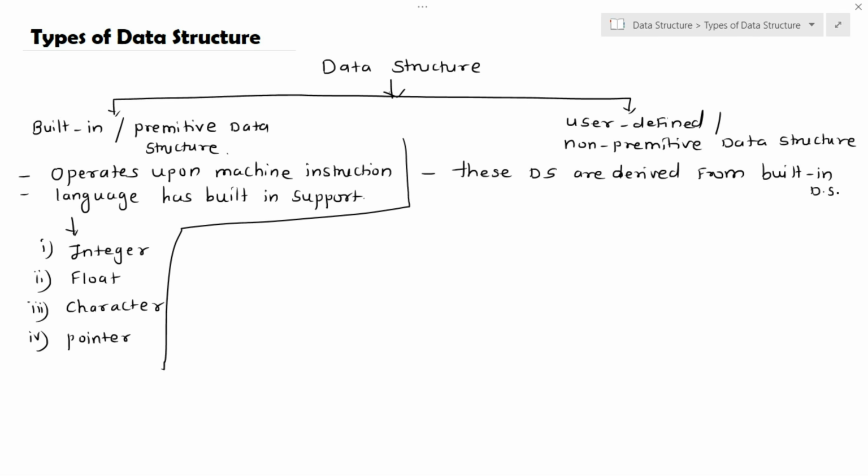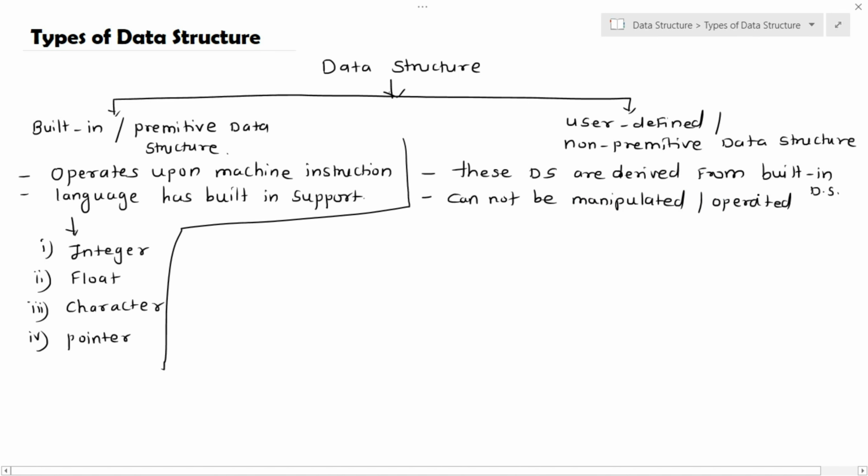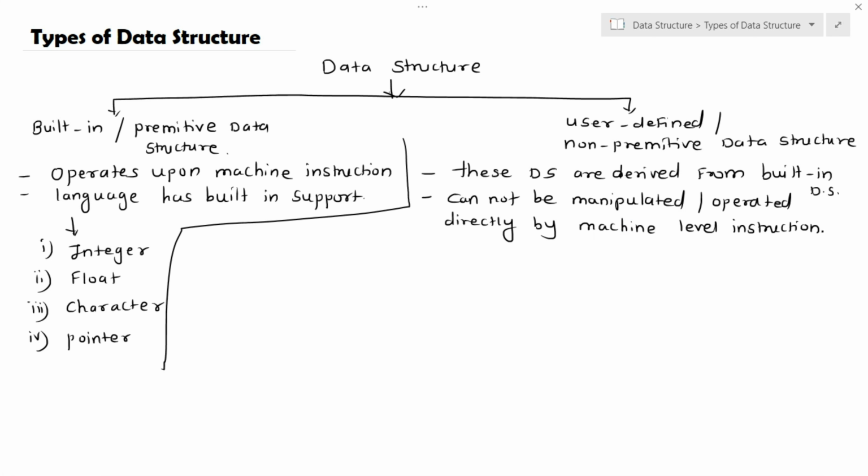As we can see, built-in data structures are operated upon by machine instructions, but these data structures cannot be manipulated or operated directly by machine level instructions. Okay, so this is the basics of user-defined or non-primitive data structures. Now let's see the types of user-defined or non-primitive data structures.